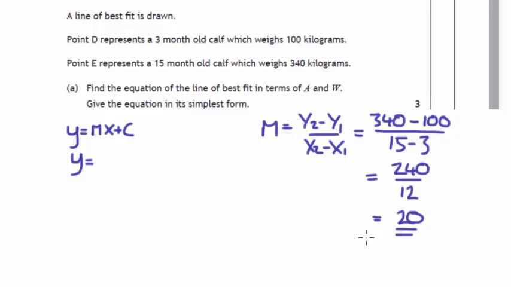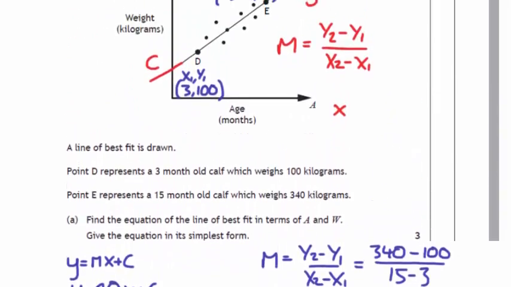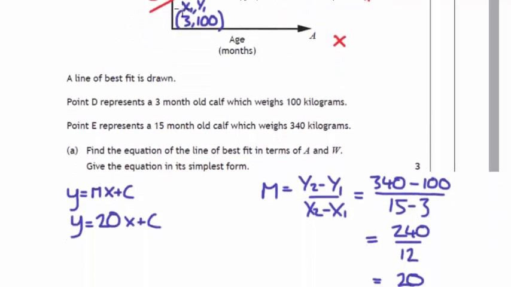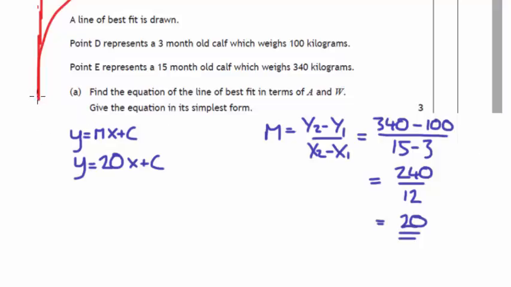So we can then put this back into this equation. What we've now got is y equals 20x plus c. Nearly there. What we now want to do is work out where it cuts the y-axis. So we're going to work out what c is. In order to do that, you take a set of coordinates and just plug them into this formula.